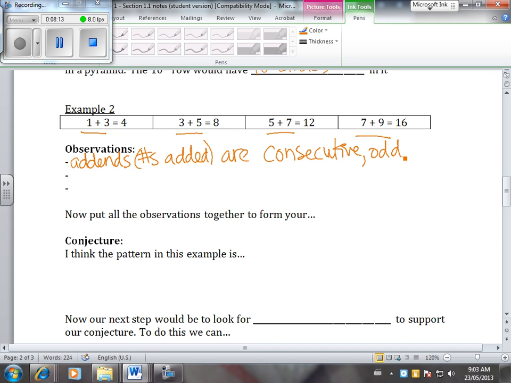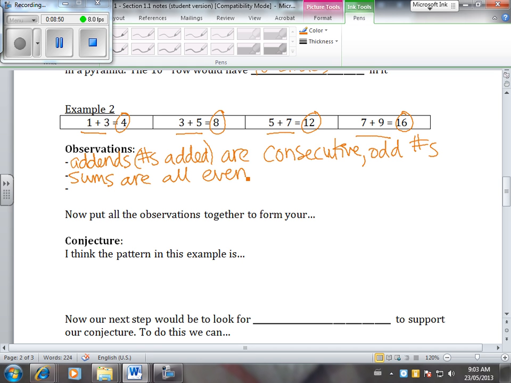odd numbers. And again, if you don't know the word consecutive, or you're not sure of which correct math word you should be using, write it out in simple terms and then just show me an example to tell me what you mean. Then let's look at the sum of each pair. So we have 4, 8, 12, 16. So the sums are all even. Okay, so that's one observation.